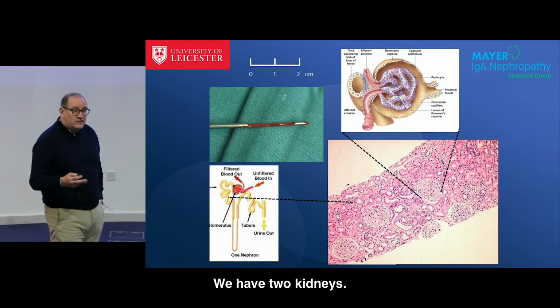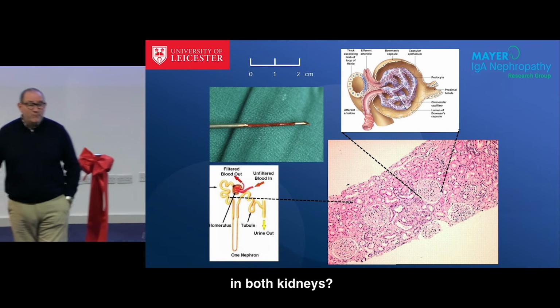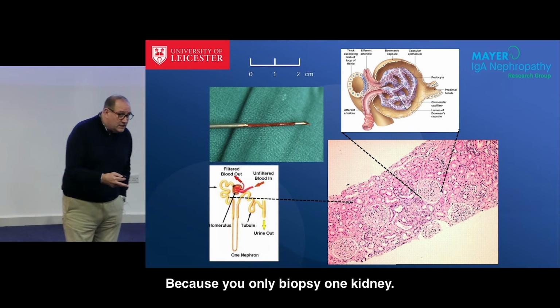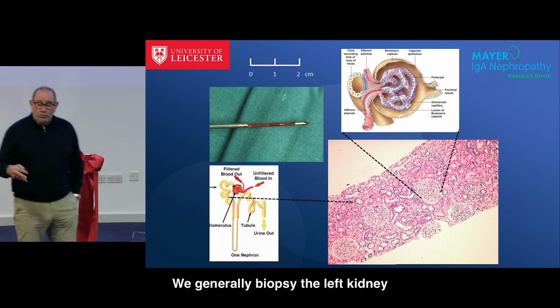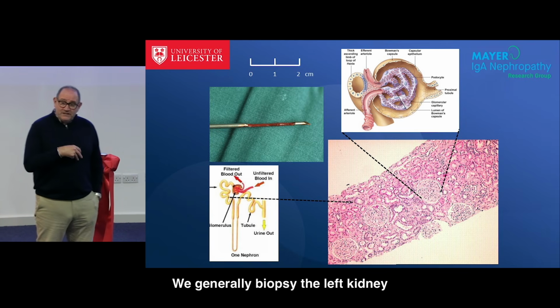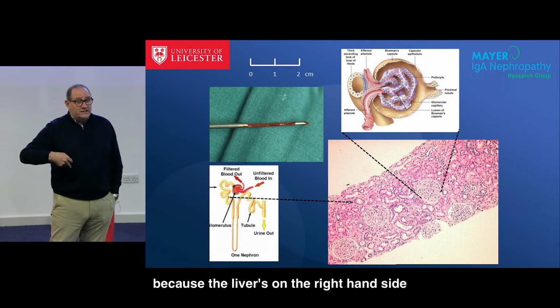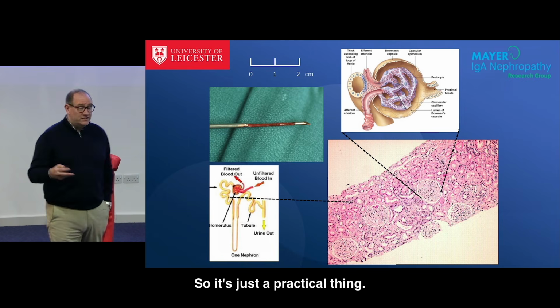We have two kidneys. I'm often asked, is the disease present in both kidneys? Because you only biopsy one kidney, and it is. We generally biopsy the left kidney because the liver's on the right-hand side and it gets in the way. So it's just a practical thing.